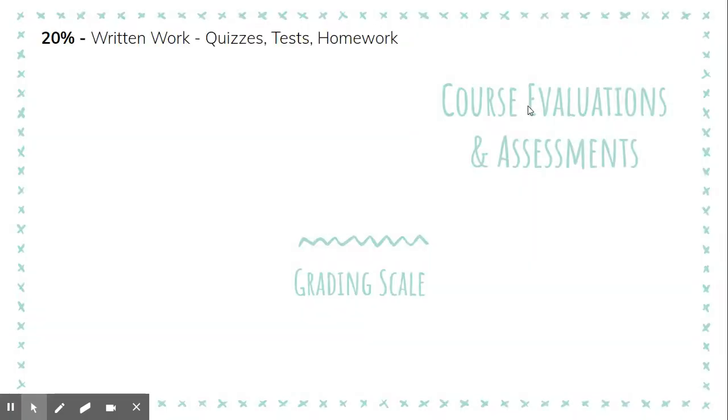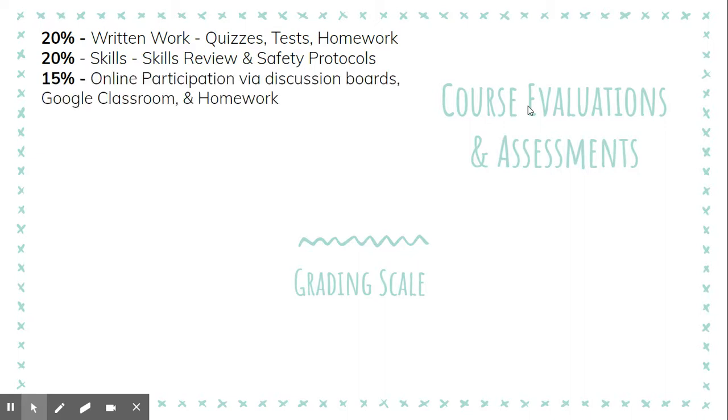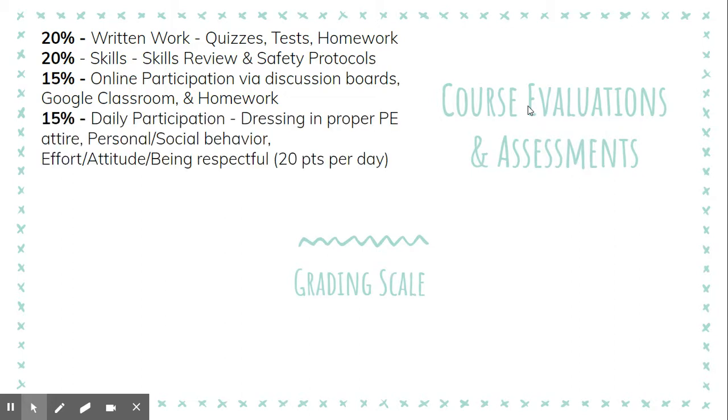For course evaluations and assessments, 20% of your work is going to be written work, so that includes quizzes, tests, and homework. 20% will be skills, like a skill review and safety protocols. 15% will be online participation via discussion boards, Google Classroom, and homework. And then 15% will be daily participation, so dressing in proper PE attire, personal social behavior, effort, attitude, and being respectful.